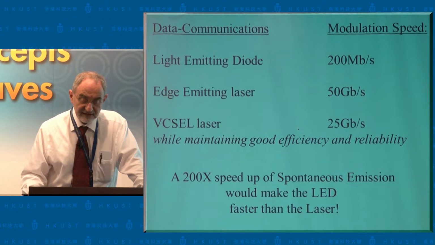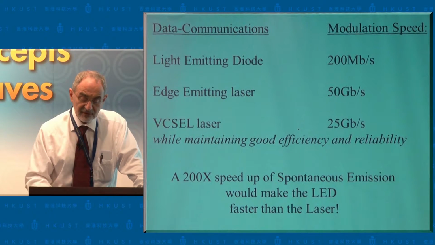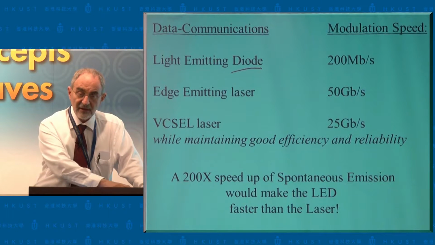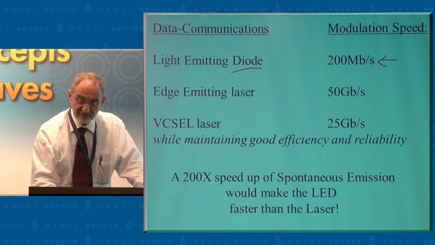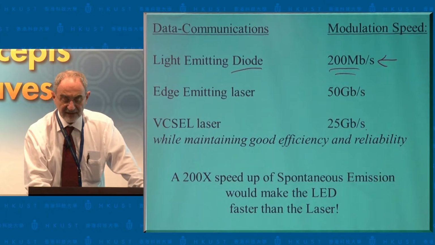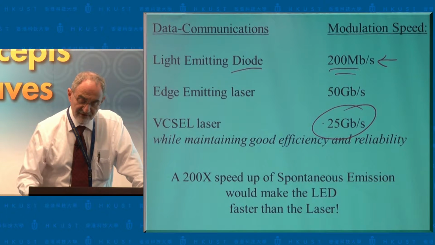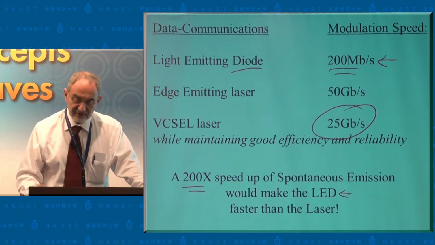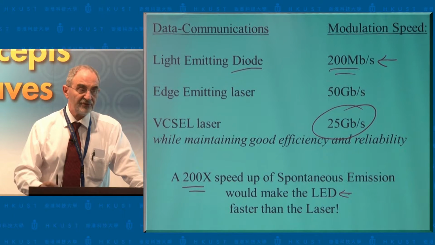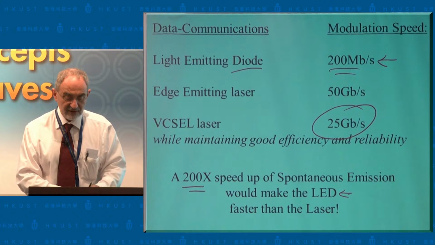Now, why is this technically important? Well, it has to do with optical communication. If you try to communicate with a light-emitting diode, which you would typically do with your remote control for your television, the fastest speed of modulation, which is adequate for the television, is about 200 megabits per second. The fastest lasers that are useful are really only about 25 gigabits per second. So if we could just do a 200 times speed up of spontaneous emission, the LED would become faster than the fastest laser. So the question is, can we use an antenna to speed up the spontaneous emission by what seems to be a manageable factor of 200?